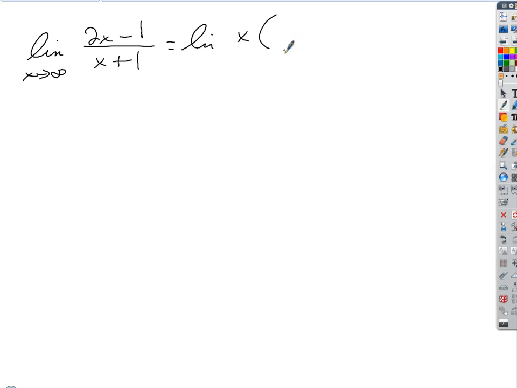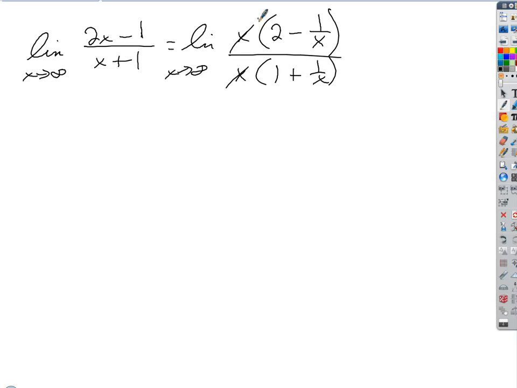So that gives us, on the top, x times what? Remember, when I factor something out, I am dividing it away from each term, right? So 2 minus 1 over x, or x to the minus 1, but I want to write it as a fraction, 1 over x. You'll see why. On the bottom, if I factor an x out, what am I left with? 1 plus 1 over x.